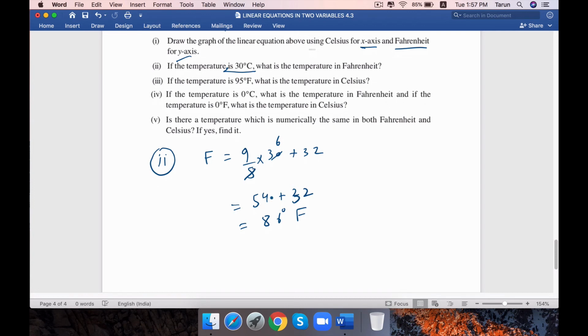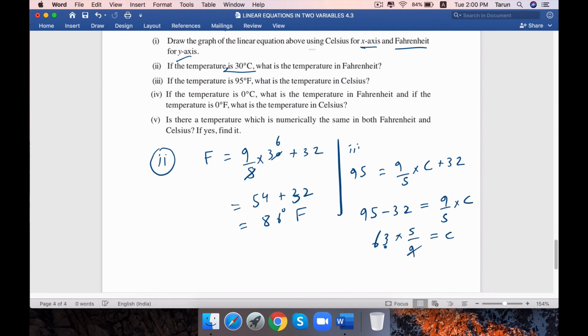Moving to part 3. Let's try and fit it somewhere here. In part 3, if the temperature is 95 degree Fahrenheit, so I will simply get 95 is equal to 9 upon 5 into C plus 32. So this will go to the other side and subtract first. I will get 95 minus 32 is equal to 9 upon 5 into C. 95 minus 32 will give me 63. This will come here and become the reciprocal is equal to C. So this and this will get reduced. I will be left with C is equal to 35 degree Celsius.